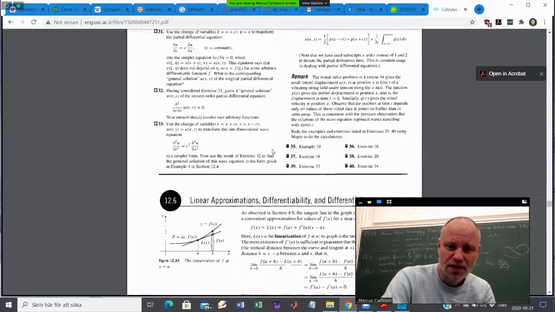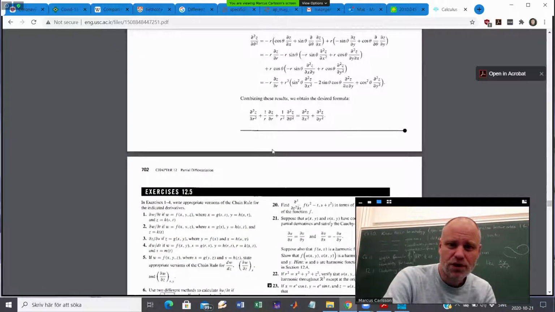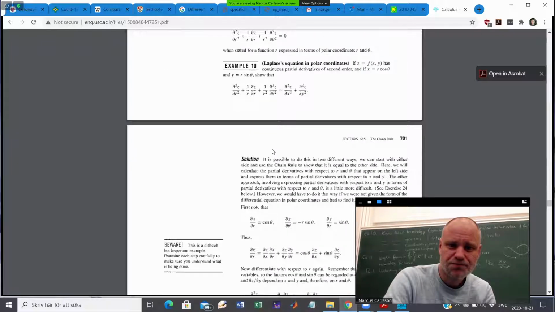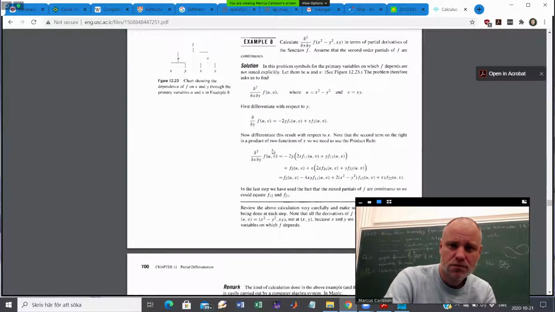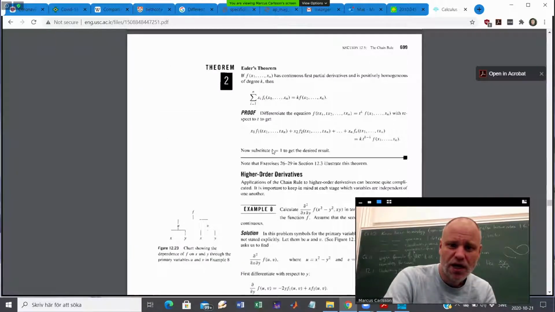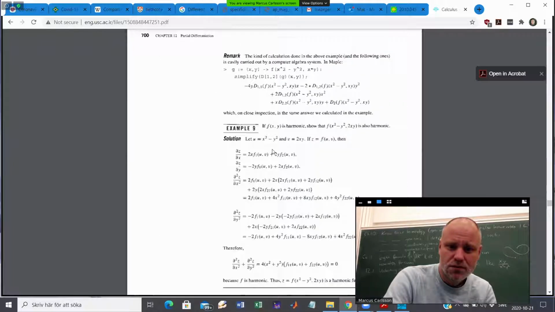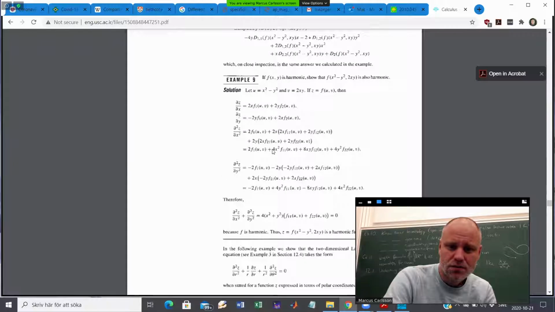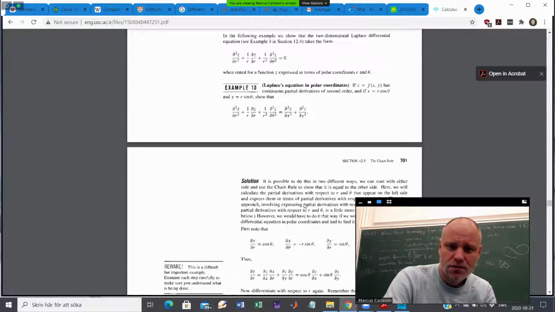Okay, and then finally here comes differentiability. But we skipped, okay, we went over here, there's an important section. Higher order derivatives, okay. So here they start to do changes of variables in partial differential equations, right? So Laplace equation in polar coordinates and all of that.